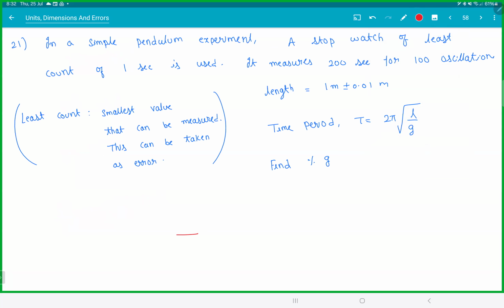So here, this is the thing. The stopwatch measures 200 seconds with an error of 1 second. That's the meaning of least count. That means, when you say 200, it could have been 199 or it could have been 201. You're not sure. Indirectly, he gave you that. So we can say delta t by t is 1 by 200. And then you are done.